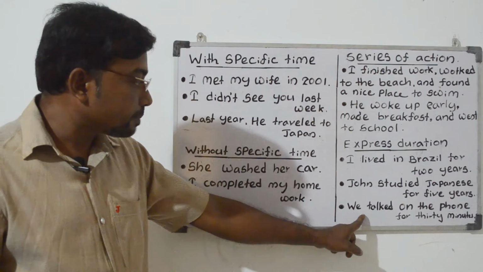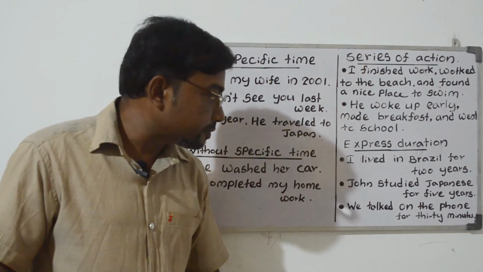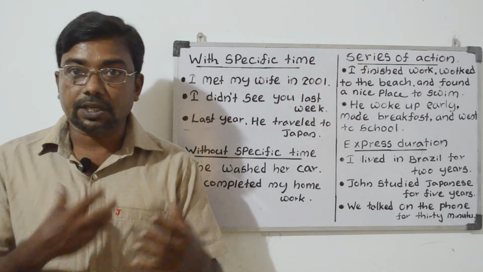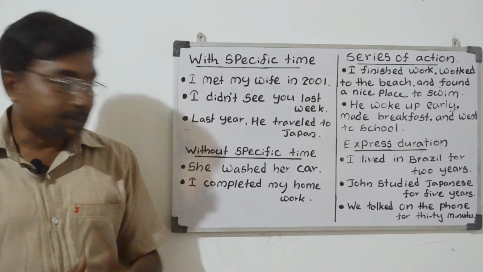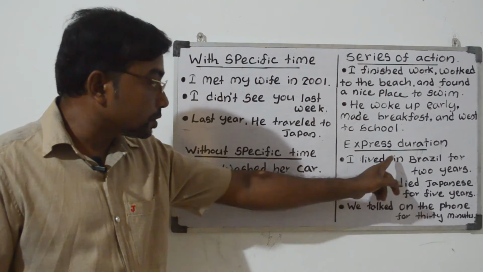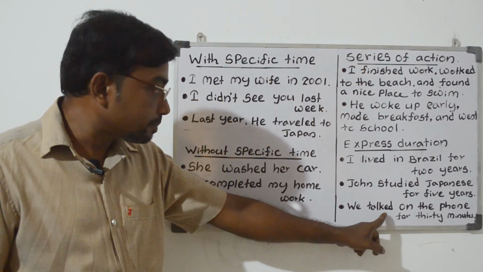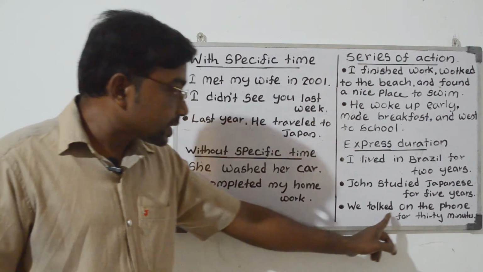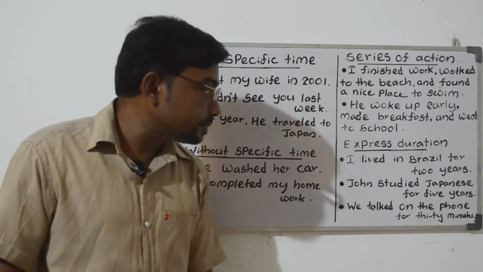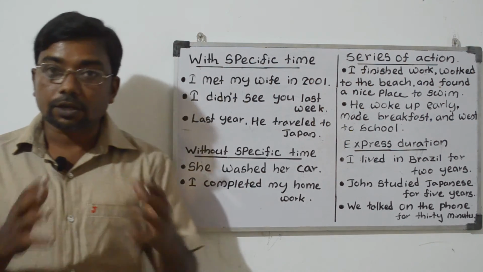Look at the third example. We talked on the phone for 30 minutes. It also showed duration of action in the past. Okay, this duration can be short and also can be long. Look at the third example. It expresses a short duration, 30 minutes, and also these two examples show a long period of time.